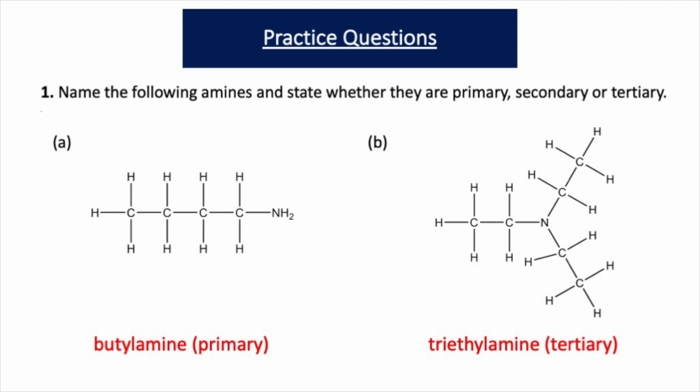So compound A is called butyl amine because we have C4H9, a butyl group attached to an NH2 group, and it's classed as a primary amine because one of the hydrogens in an ammonia molecule, NH3, has been replaced by an alkyl group, in this case a butyl group. Now compound B is a tertiary amine because 3 of the hydrogens in ammonia have been replaced by alkyl groups, and the alkyl group that is replacing the hydrogen is an ethyl group, and there's 3 of them, so it's called triethyl amine.